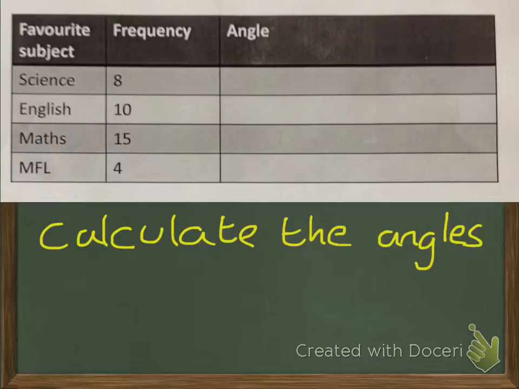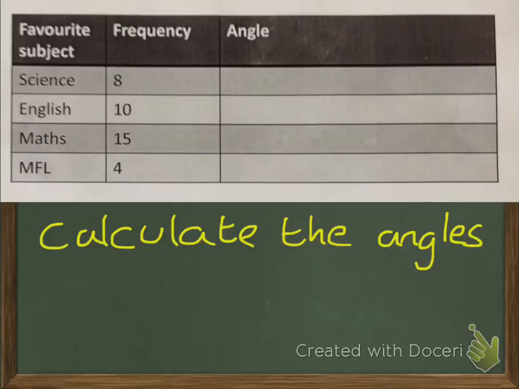So what I'd like you to do now is to see if you can calculate the angles for the pie chart from this table. So this is data from a bunch of students that were asked what their favourite subject was and how many of them said each thing. So 8 people said science, 10 people said English, 15 people said maths, and 4 people said modern foreign languages.